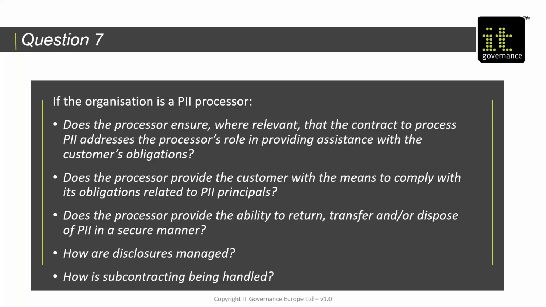You would also ask questions around how disclosures and subcontracting are being handled. So are disclosures being recorded? You would expect to see these records. In addition, if the PI processor is using a subcontractor, you would expect to see evidence of how they informed the PI controller. Was there written authorization? Are there contracts in place between the PI processor and the subcontractor? And do these contracts address the appropriate Annex B controls?